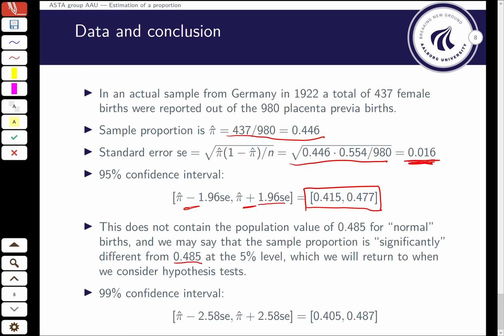Notice that at the very end, if we'd made a 99% confidence interval, then this interval actually contains the population proportion 0.485, which is just inside this interval, and so this result is not significant at the 1% level.